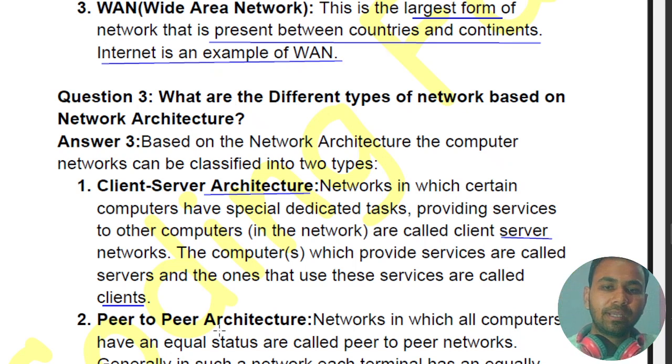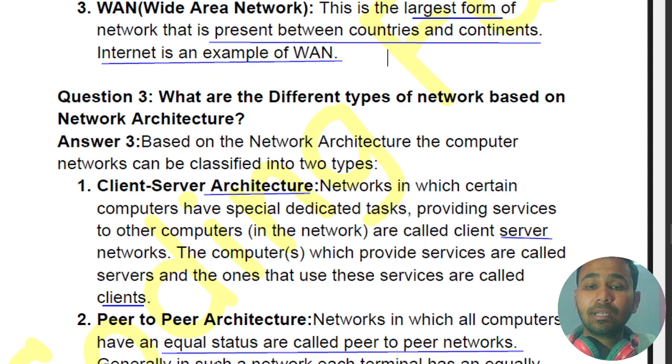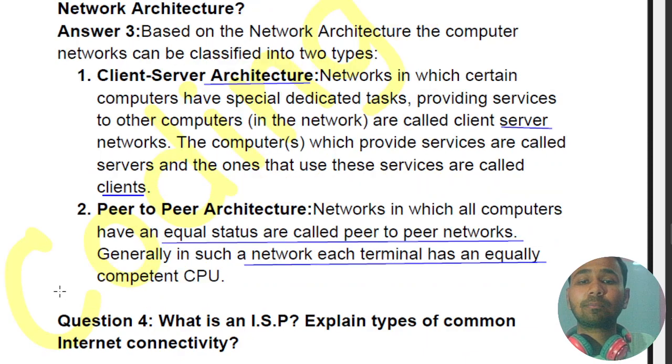Second is peer-to-peer architecture. Networks in which all computers have equal status are called peer-to-peer networks, generally in which each terminal has an equally competent CPU. So it is a kind of network where each computer can request the service and each computer can provide the service. Each computer has equal status. Every computer is the same in terms of hardware, in terms of services it can provide, or in terms of resources that it has. So it is known as peer-to-peer architecture.